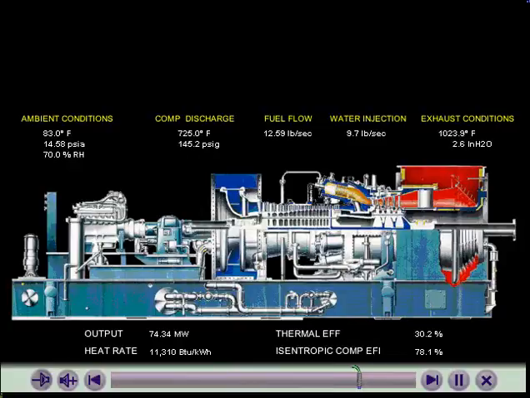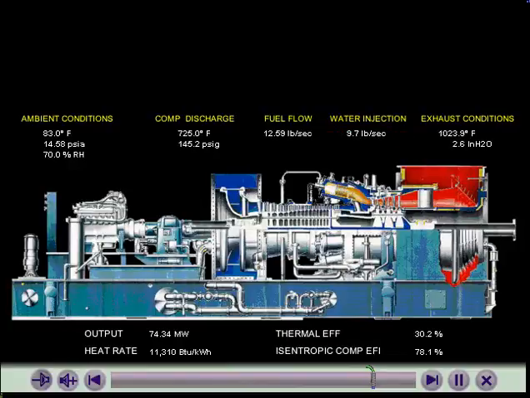Remember that the heat rate is a measure of the heat consumption to the power output. The heat rate is calculated from the fuel flow, the fuel's heating value, and the output power. The temperature and atmospheric pressure at the site are 83 degrees Fahrenheit and 14.58 psi respectively. The relative humidity is 70% at 83 degrees. This corresponds to 0.017 pounds of water vapor per pound of dry air. Water is being injected at the rate of 9.7 pounds per second.